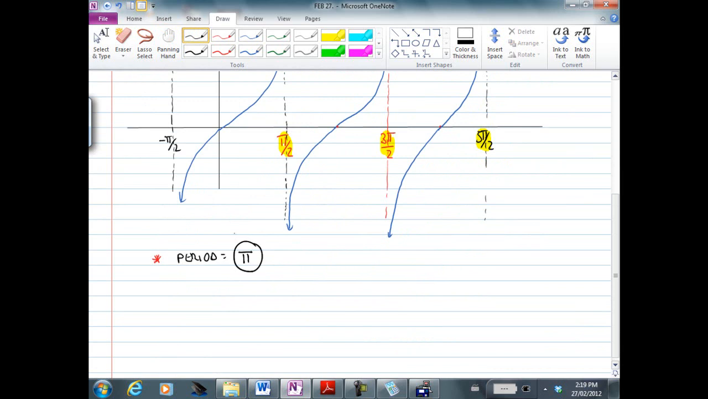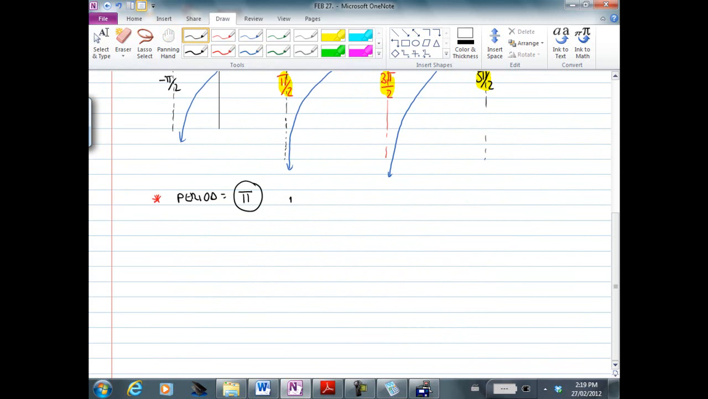This is the first difference. I'm going to write a few things down for you to understand. This differs from sine and cos. In sine and cos, the period is normally 2 pi.